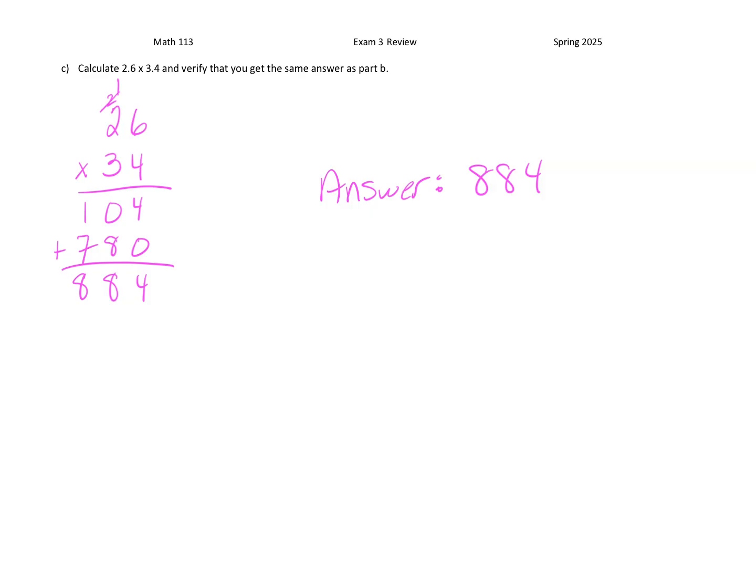And I have to figure out where to put the decimal point. And I say there's one place after the decimal point in the first factor. There's one place after the decimal point in the second factor. So I add 1 plus 1, 2 places after the decimal point means I have to put it there. 8.84, that's the same thing we got as in part B.